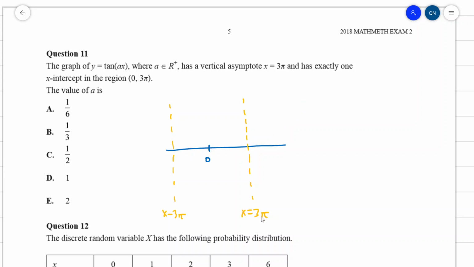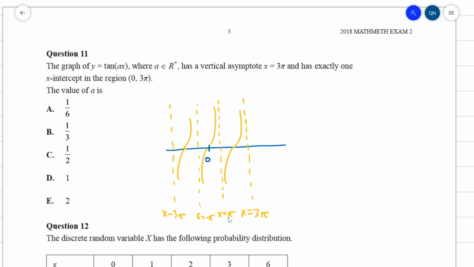So another possibility is that we have an extra pair of asymptotes in here at x equals pi and x equals negative pi. So in this case, if we draw our tan graph now, it's going to look something like this. And in this case, it does make sense because now we still have an asymptote at x equals 3 pi, and we get an extra intercept in there as well. We just got to figure out what the a value is for this type of graph.